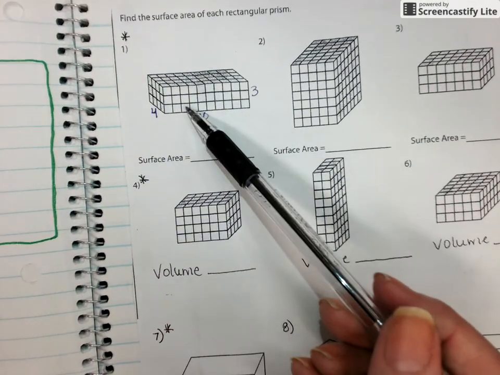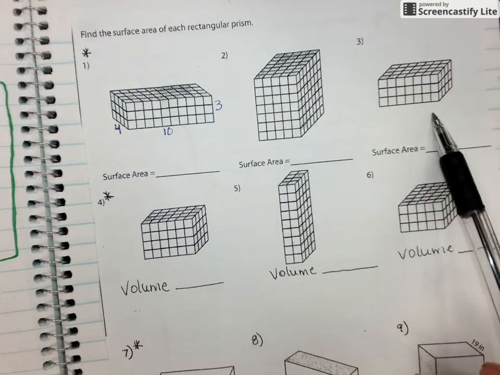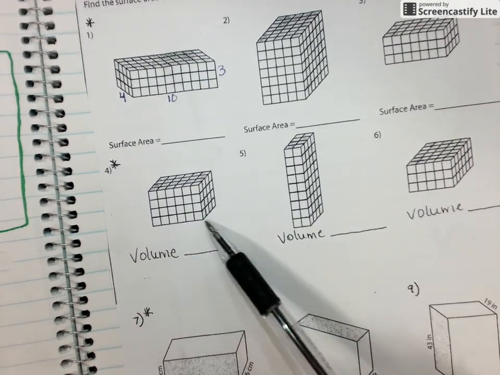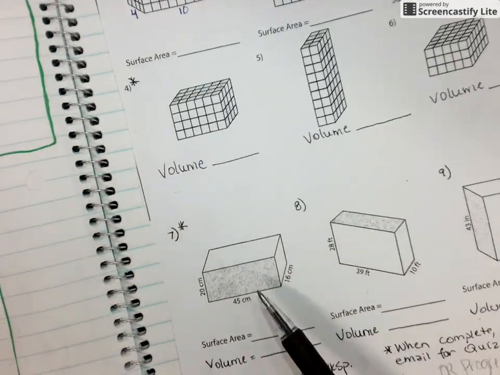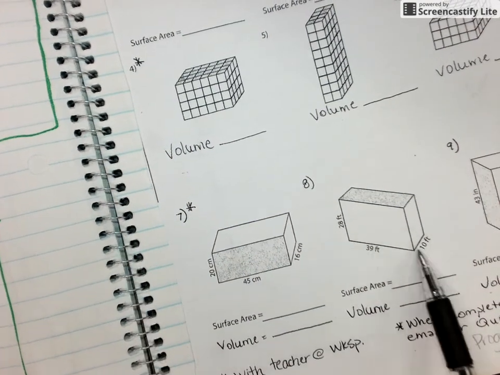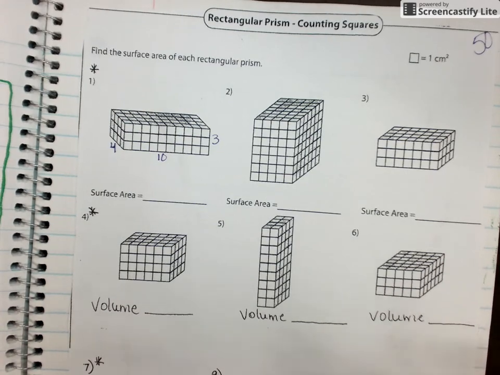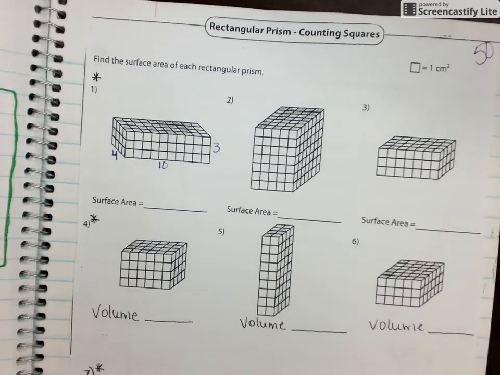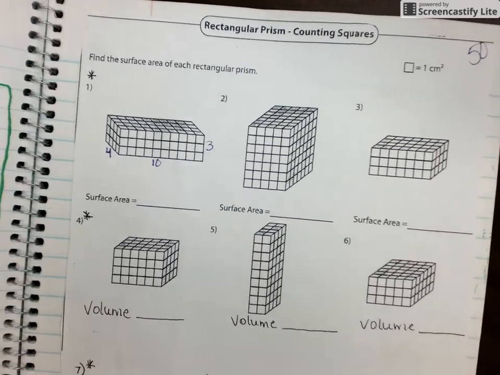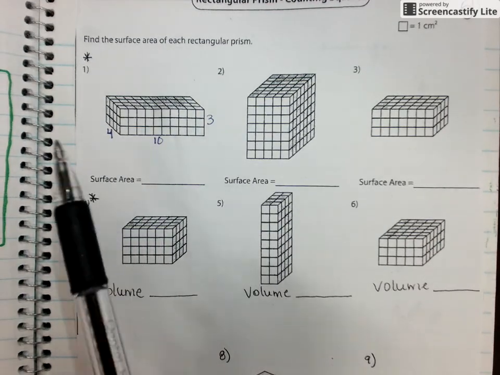I'm going to do problem 1, and then you'll do 2 and 3. I'm going to do problem 4, and then you'll do 5 and 6. And then I'm going to do problem number 7, and then you'll be able to do 8 and 9. And this will be on page 50 this year. It might be a different page number in next year's of our interactive notebook.